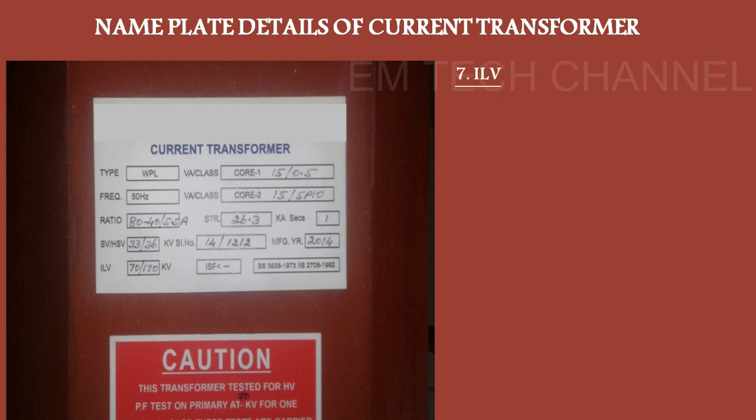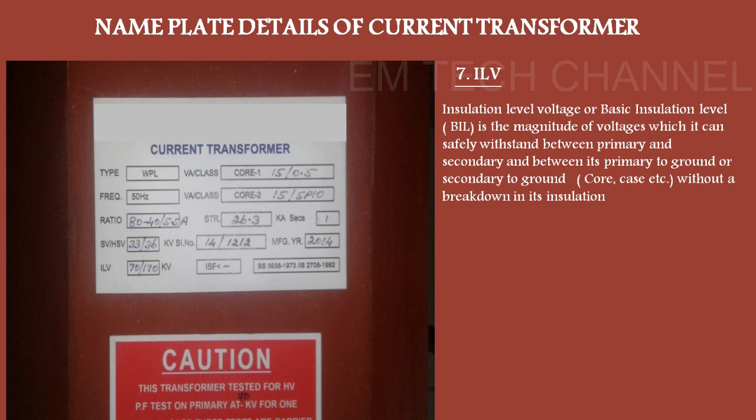Next comes ILV. ILV is called insulation level voltage, and in some cases it is mentioned as BIL, which means basic insulation level. It is the magnitude of voltage which it can safely withstand between primary and secondary, or between primary and earth, or between secondary and earth. This is the maximum voltage that this CT can withstand under fault conditions without any breakdown in its insulation.